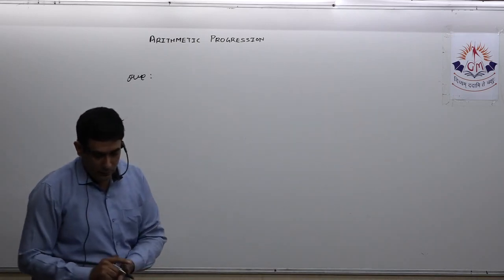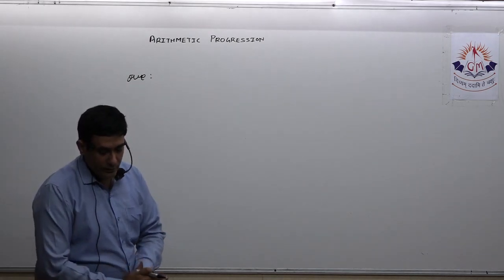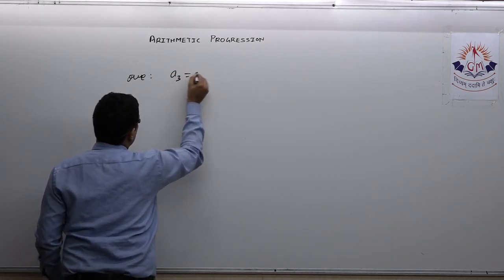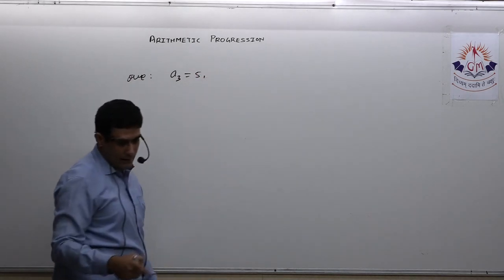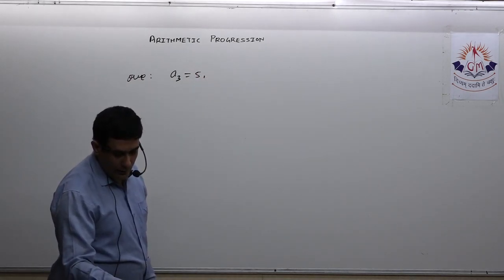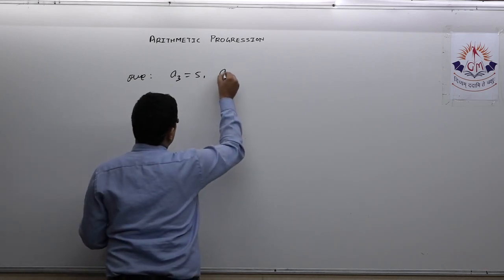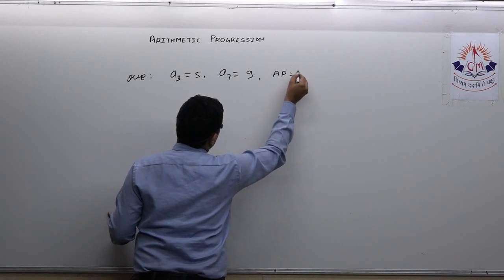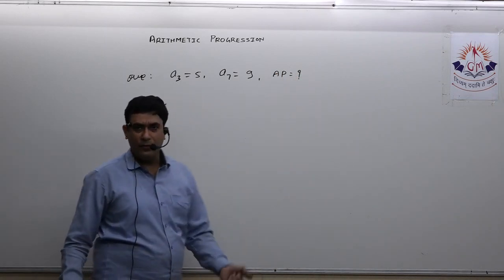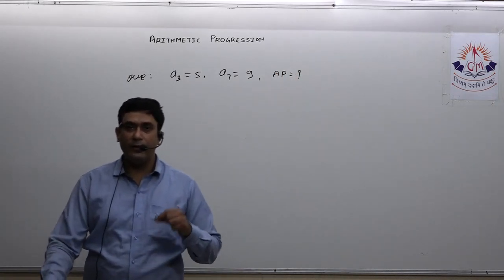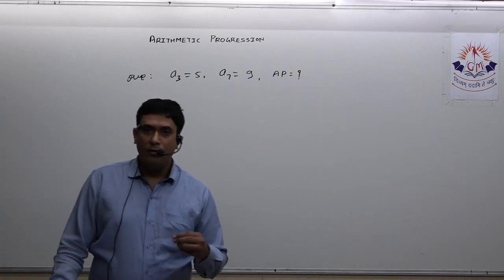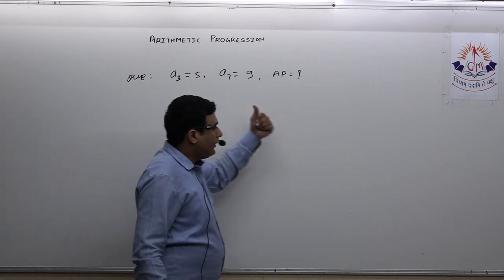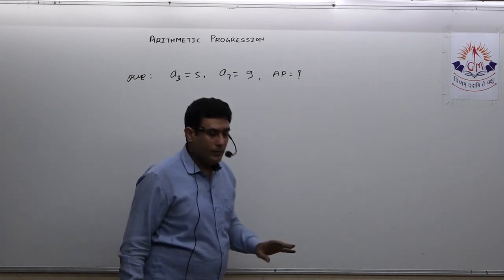Okay, here the question is: determine the AP whose third term is 5 and seventh term is 9. Then you have to find the AP. That means you have to find the first term. See, whenever it is asked to determine the AP or find the first 5 terms of an AP, in other words, you need the first term and the common difference.